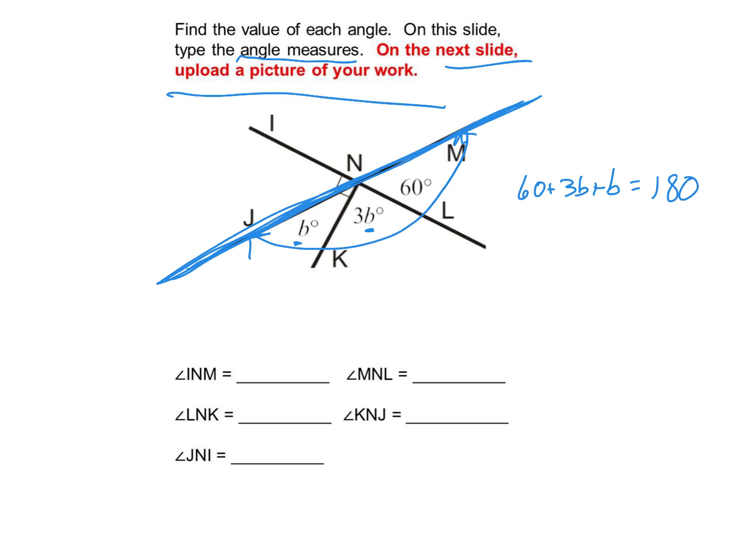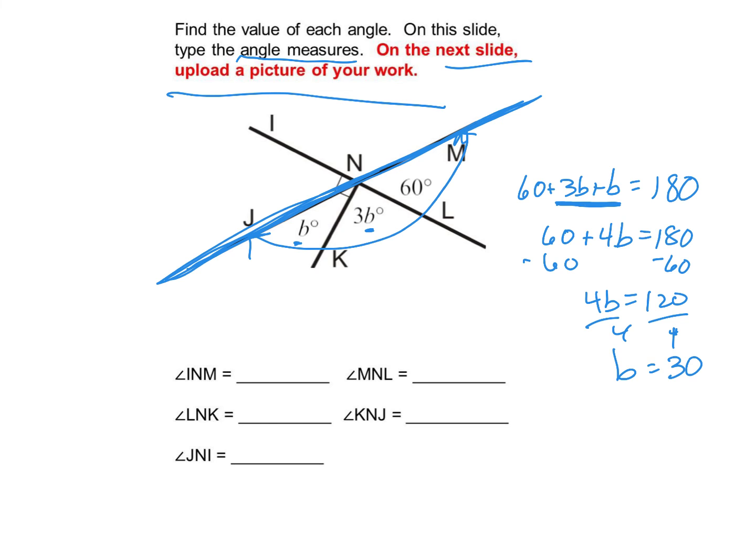All right, so now I'm going to add these because they're on the same side of the equal sign. Then I get my variable term by itself. Okay, b is equal to 30, so I know angle JNK, remember with the vertex, has to be in the middle. So JNK is also known as KNJ, so that's this one right here. That is equal to 30 degrees.